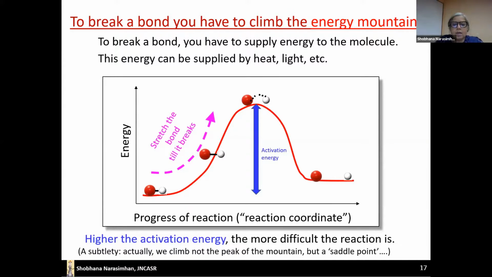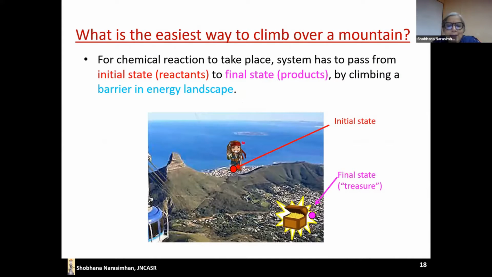There is a slight subtlety here, because though I'm calling it a mountain, in the energy landscape the topography is not actually a mountain. It's not a peak, it's a saddle point. I'm showing you that schematically here. I've taken a photograph of Cape Town in South Africa. Supposing you have a pirate by the seashore, I put a picture here of Captain Jack Sparrow from Pirates of the Caribbean, and he wants to reach some treasure, which is over here.